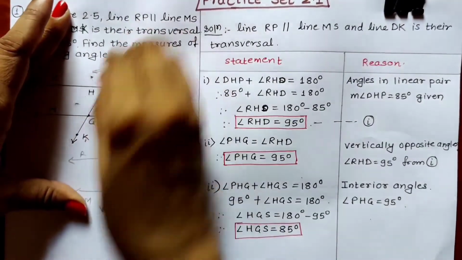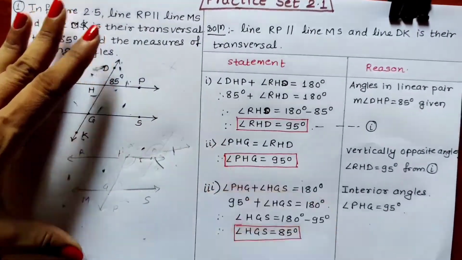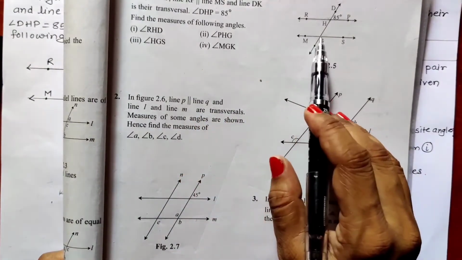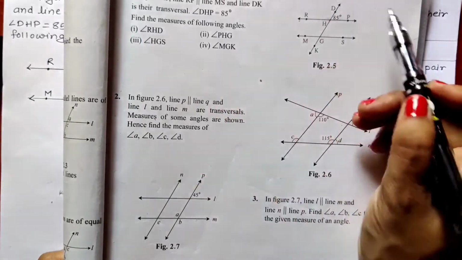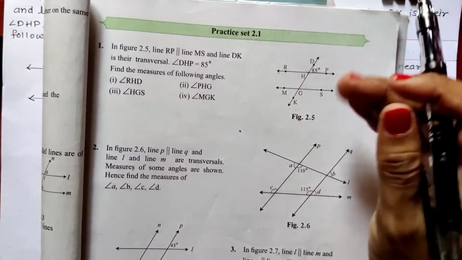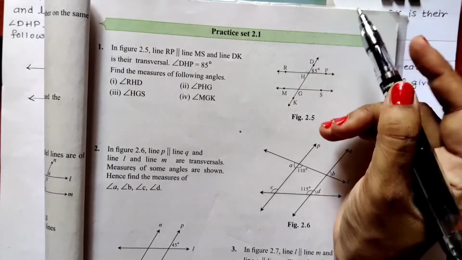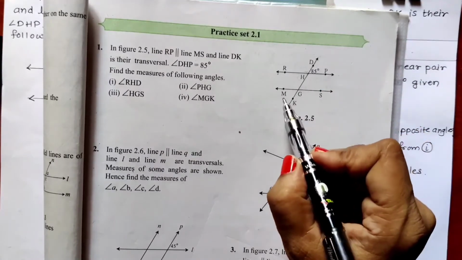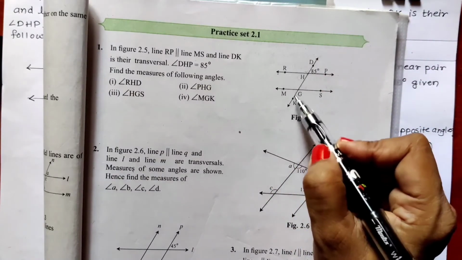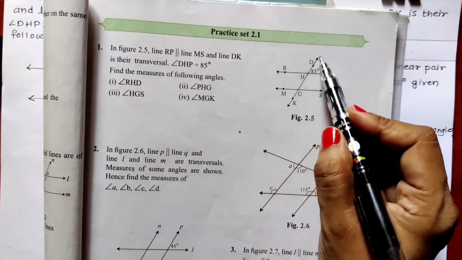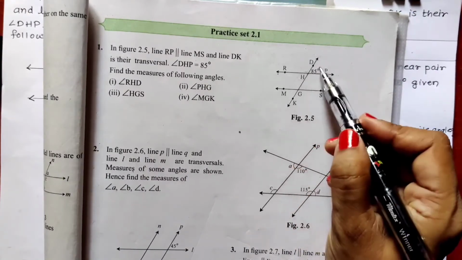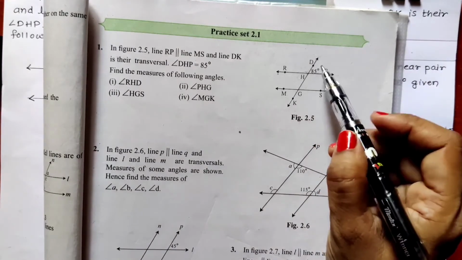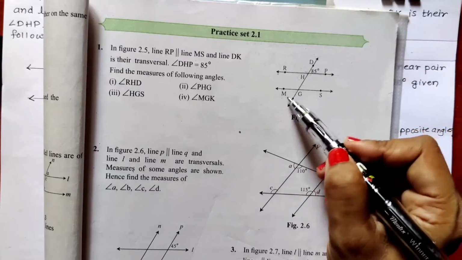Now let us see the fourth one, what we will have to find out. Fourth angle is angle MGK. We can see that this angle MGK is an exterior angle and angle DHP is also an exterior angle. But angle DHP, the direction is, one arm is in the upward direction, other arm is on the right hand side. Angle MGK, one arm is in the downward direction, other arm is on the left hand side. So here upward right hand side, downward left hand side, these two are exterior angles, that's why they are alternate exterior angles. And we all know alternate exterior angles are also congruent with each other.